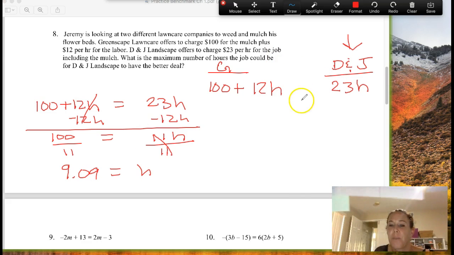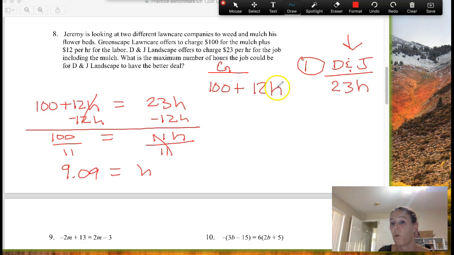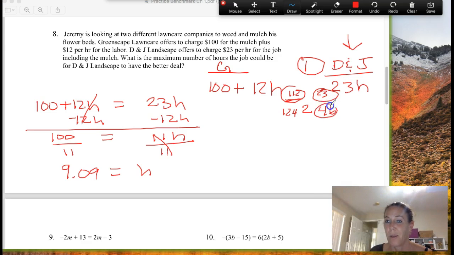So think of it like this. If the landscapers worked 1 hour, this might be a better deal, because at 1 hour over here, I'm going to get charged $12 times an hour, so 12, plus 100. I'm going to get charged $112. 1 hour over here, I'm only going to get charged $23. Okay, if I worked 2 hours, over here, 2 times 12 is $24 plus 100, so I'm going to get charged $124. Over here, if I do 23 times 2, I'm going to get $46. So that's much cheaper.